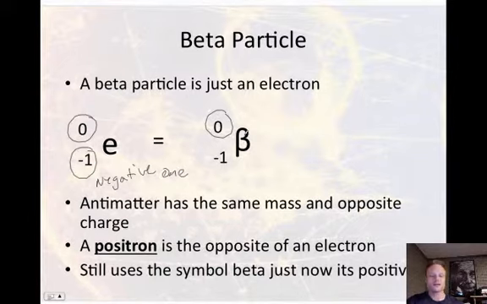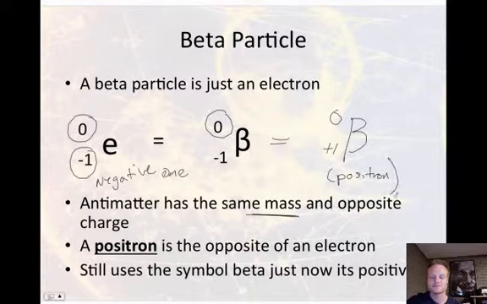Now, before we go any further, there is something called antimatter. And antimatter has the same mass, but opposite charge. Okay, same mass, but opposite charge. And so a positron is just the opposite of an electron. All right, and a positron, confusingly enough, has the same symbol as a beta particle. Now remember, antimatter has the same mass. So what mass does an electron have? 0. So a positron is going to have 0 mass. And opposite charge. Well, what charge does an electron have? -1. So guess what a positron will have? +1. Okay, and this is called a positron. So it still uses the same symbol as beta, but now it's just positive.